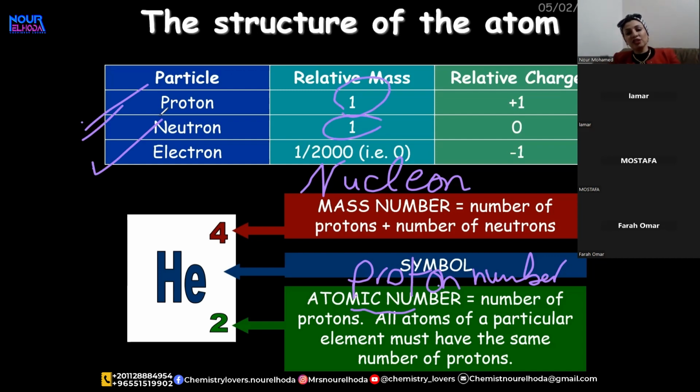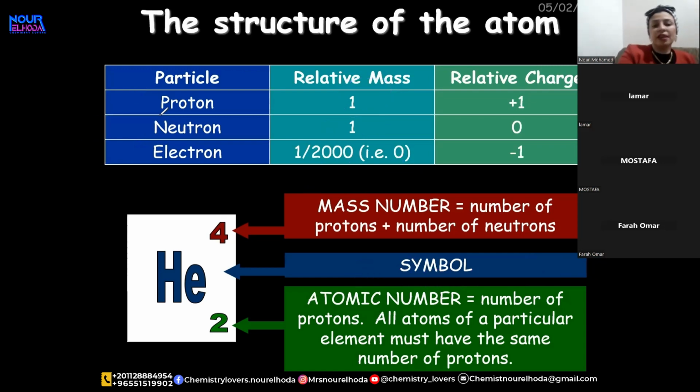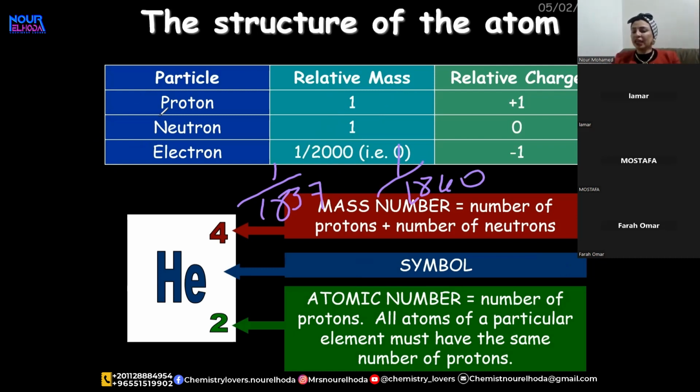But what about the electron? Like we said, the electron is very light. So I cannot say it's 0. This is a fatal mistake. Scientifically, since it's a body, this means it has a mass. So I should say it has a mass. So I will say 1 over 2000. This is an option. Or I can say 1 over 1837. Or I can say 1 over 1840. I cannot say 0. Any of these choices is correct.